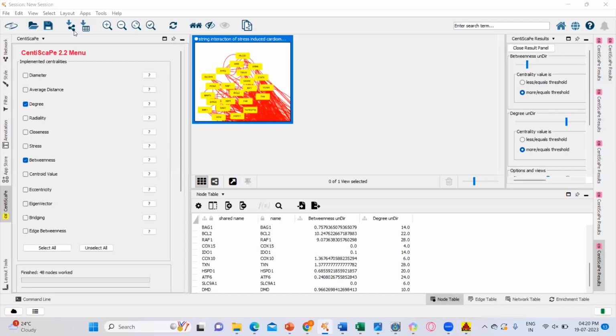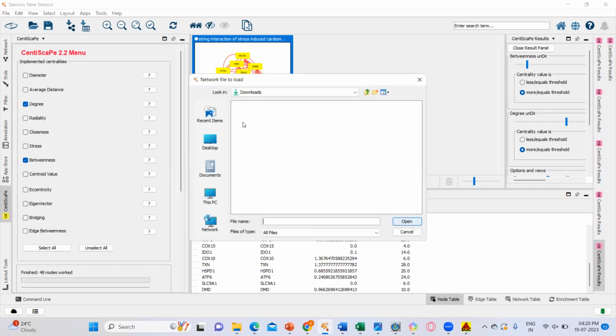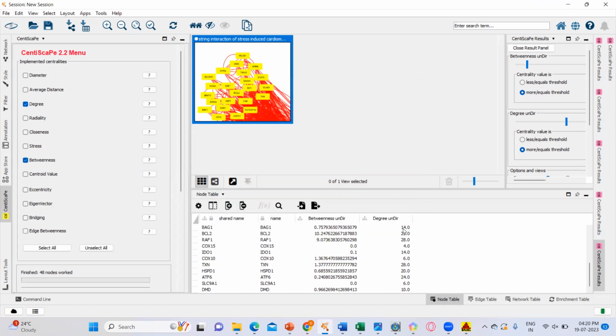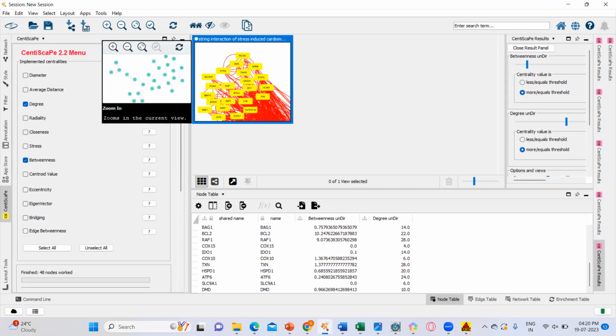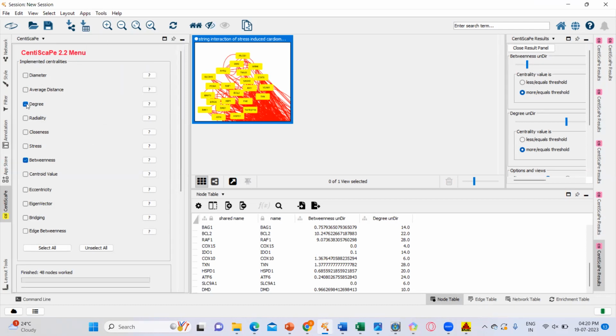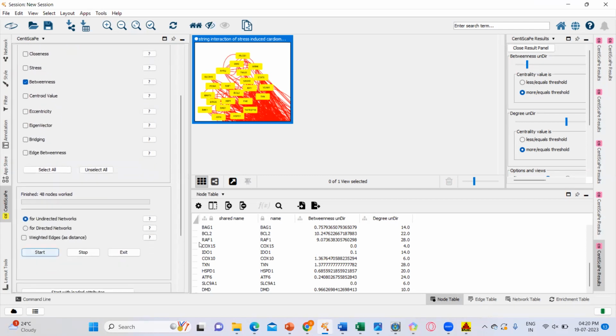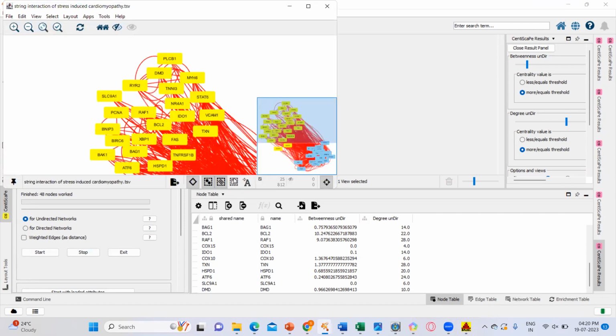In Cytoscape, from this tab, we have to select the TSV file format, which I've already selected. In CentiScaPe, after selecting it, in the CentiScaPe menu, we have to select the degree and betweenness, and then we have to click start over here. So this is the network that I've got.